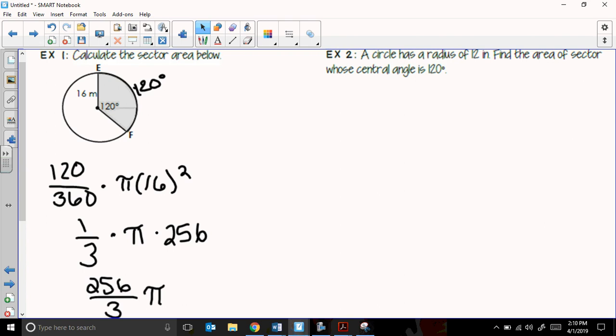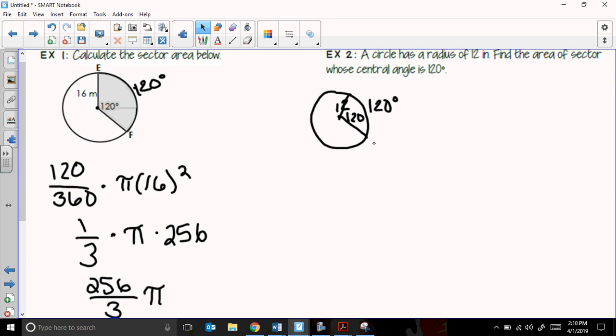Example 2, a circle has a radius of 12 inches. Find the area of a sector whose central angle is 120. So let me just go ahead and sketch a picture so we know what we're looking at. I'm going to do my best for a circle. Okay, and so if our central angle is 120 degrees, we know the arc that it intercepts is 120, and it has a radius of 12.